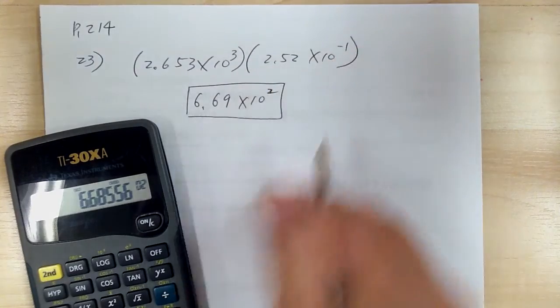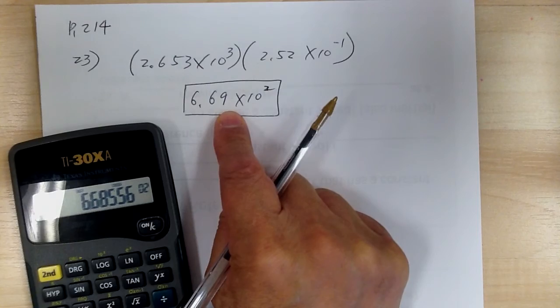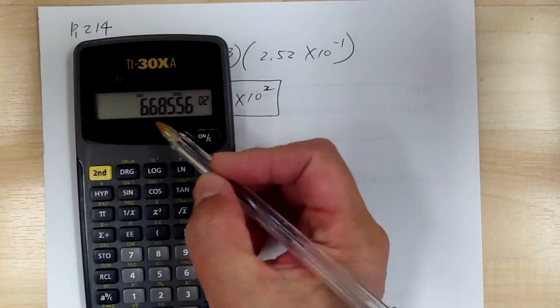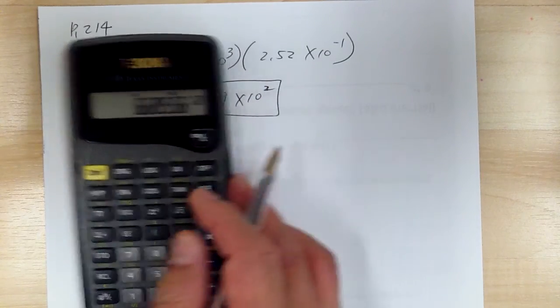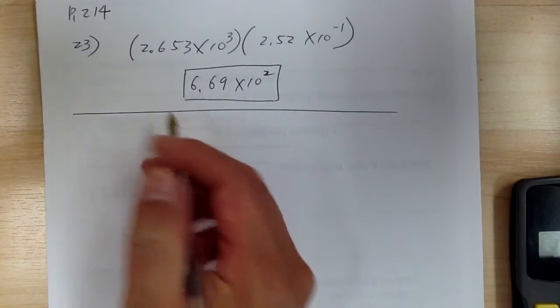Now for scientific notation, if you don't have the correct number of digits, you will lose points. Okay, and make sure you round it off correctly. Notice this is 685, right? So you have to round it off to 69. Okay, so you have to pay attention to those little things. Okay, let's go to 25.